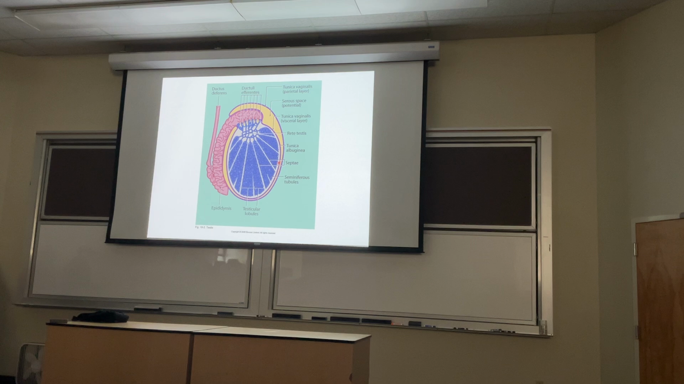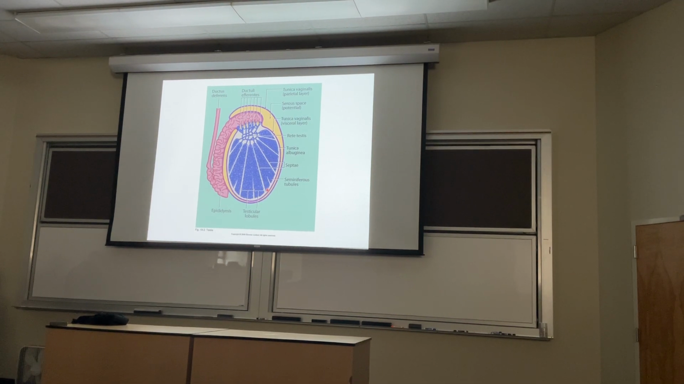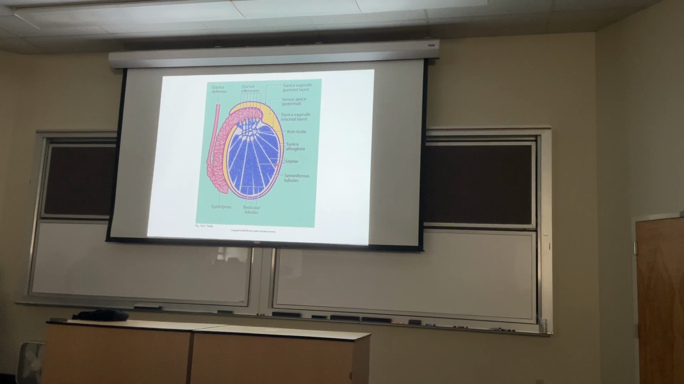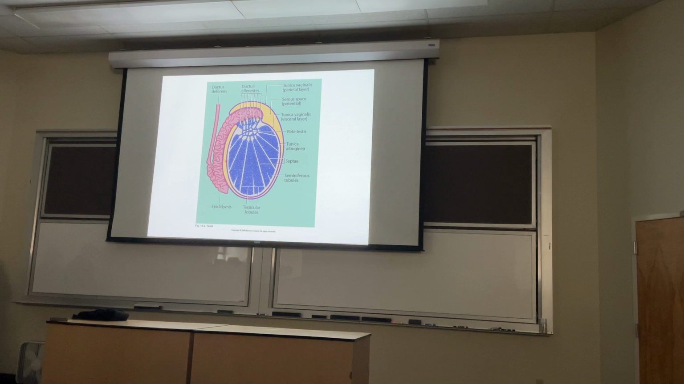Now just deep to the visceral layer of the tunica vaginalis, you can see that purple line there, just deep to that is the tunica albuginea. And so there it is, the tunica albuginea. And invaginations of that tunica albuginea are the septa, or sometimes they're called trabeculae, but septa, which divide the testes into these lobules. And then we have the seminiferous tubules within the lobules.